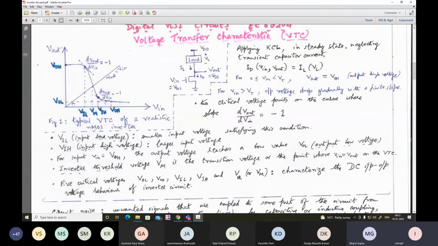Switching threshold voltage will be VDD by 2 for the ideal case. For most of the applications, if the input voltages will be on the higher side, then it may be necessary to keep the input switching threshold voltage on the higher side. That means if you keep the switching threshold voltage toward the higher side, then whenever the input voltage is lower than VM, the output voltage will be on the higher side.